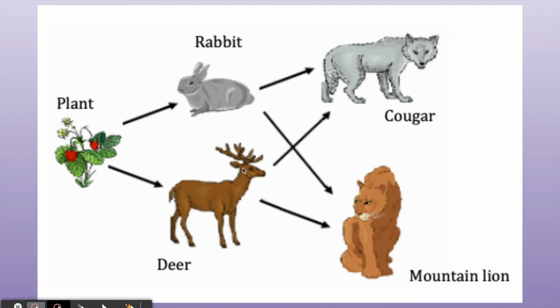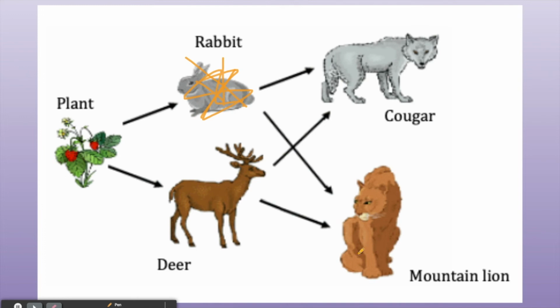Now let's take a look at this food web. Answer me on Edpuzzle. What do you think would happen if the rabbit population that we have just ran out? There were no more rabbits. What do you think will happen to the rest of this food chain? What do you think will happen to the cougars? What do you think will happen to the mountain lions?